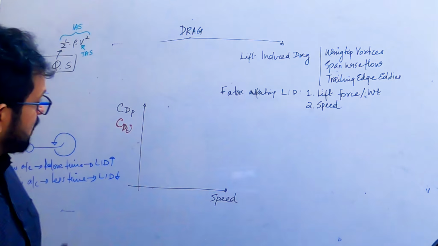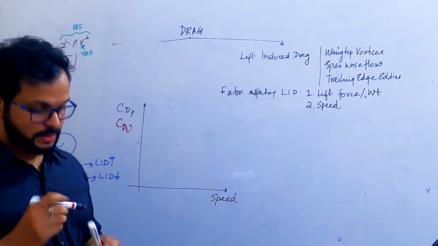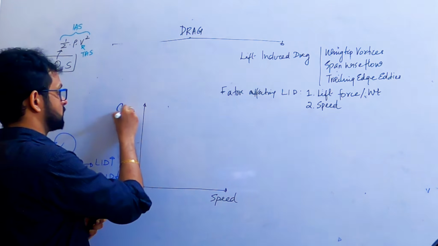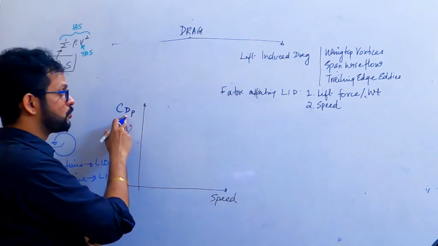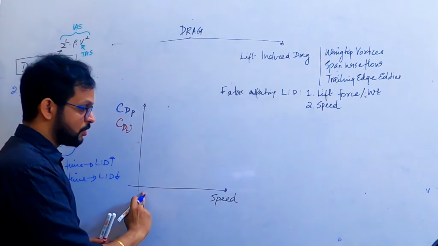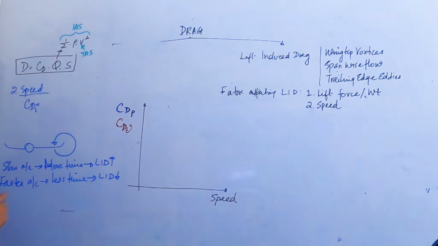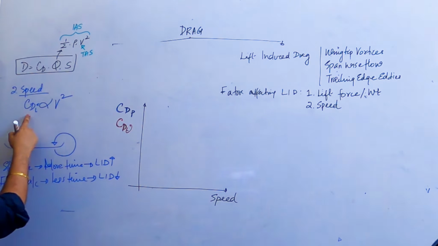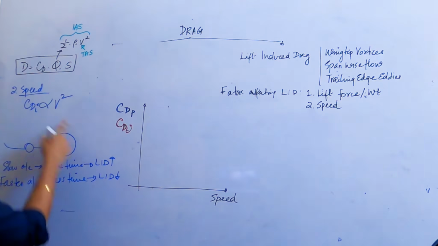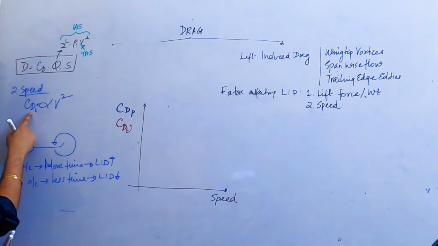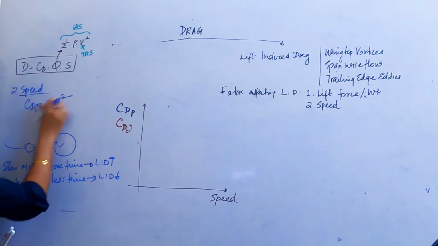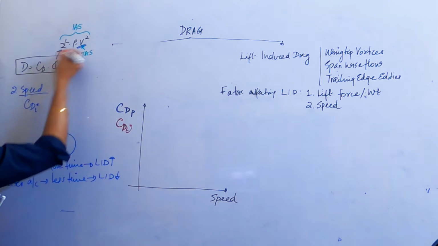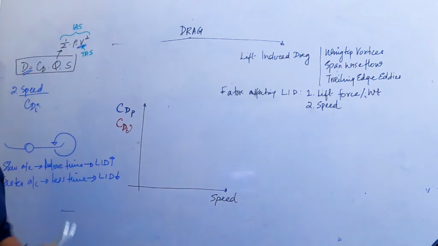Yes, Anuj, tell me how this graph would be between the parasitic drag and the speed. What is going to be the value of parasitic drag at lower speeds? Drag will be more, sir. It will be higher. When the speed is lower, what will be the parasitic drag?